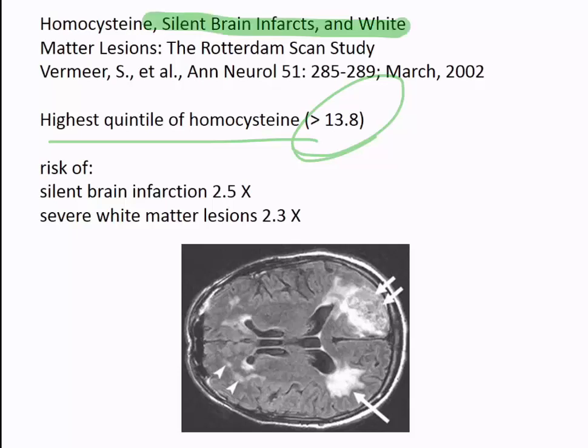brain infarction. What that means is basically where your brain is dying. This comes from the literature, and the research is showing that if you have homocysteine in this particular study greater than 13.8, your risk of a silent brain infarction, which is basically when your brain is dying, is 2.5 times greater than someone with a normal homocysteine. Or severe white matter lesions, you have a 2.3 times greater risk of lesions.